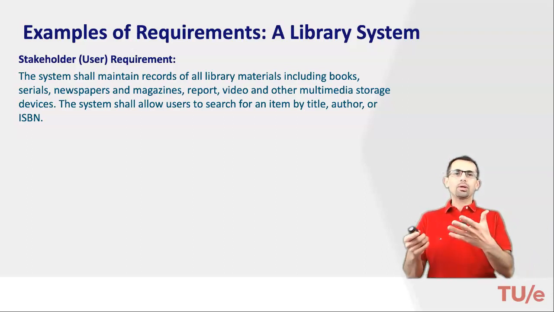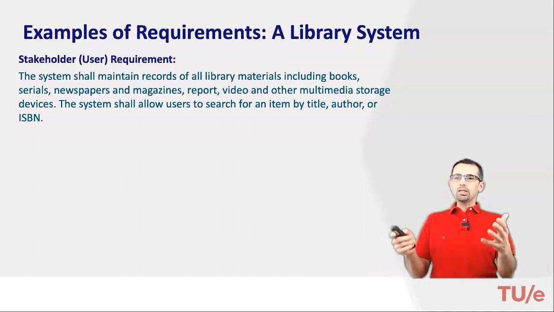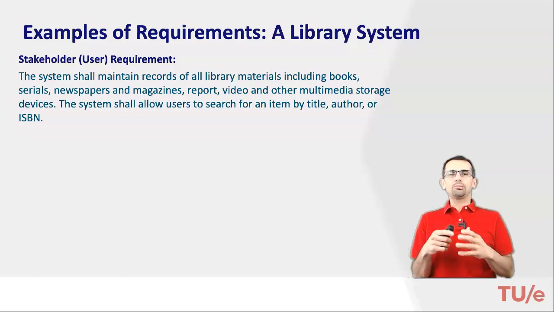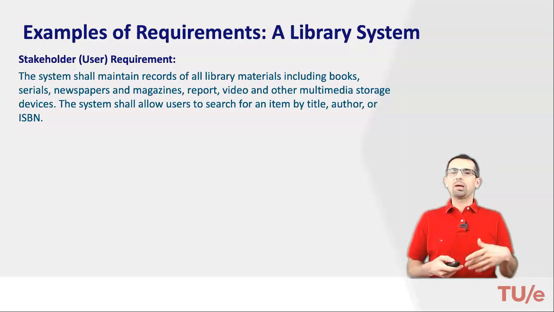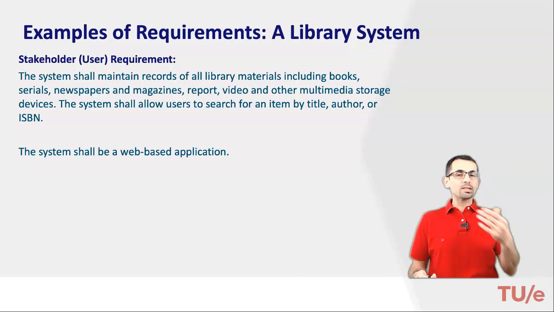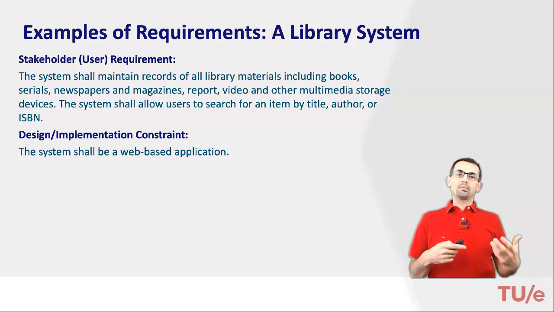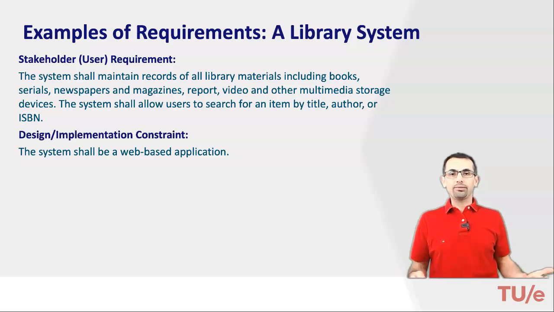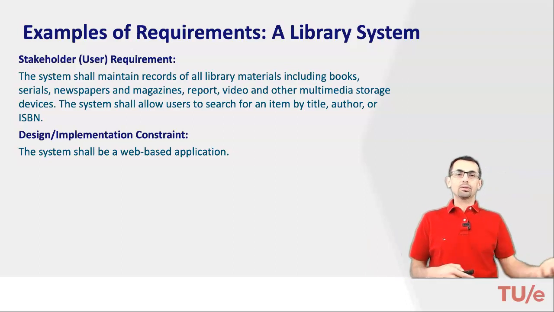We're talking about a user of a library system, and once the user reads that sentence, he or she will be able to understand whether this is right or wrong, and so on. So they will be able to validate it. The system shall be a web-based application. Is that a requirement? Yes, it is. What kind of a requirement? We'll see the types later, but I'm just giving examples. It's a design or implementation constraint. It constrains what properties we want that system to have. Essentially, it should be a web-based application instead of a mobile application, for instance.